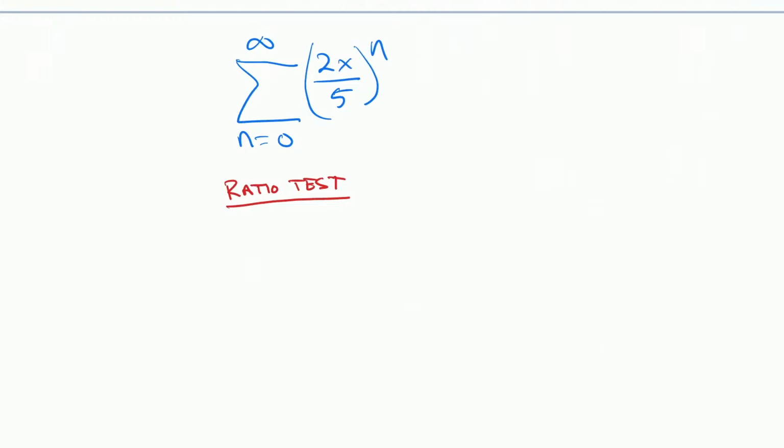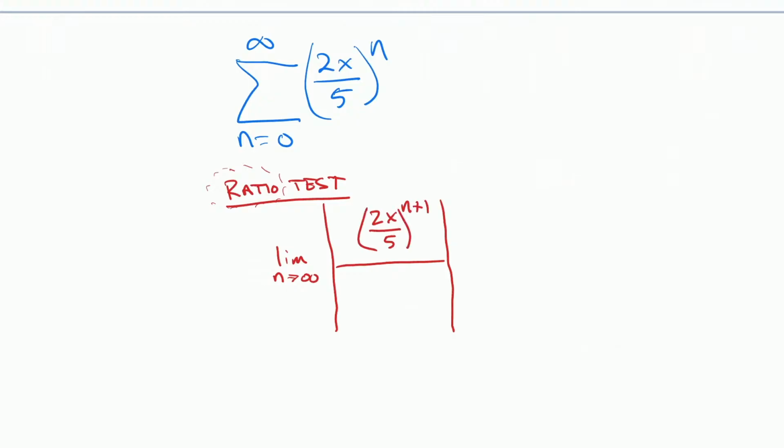Ethan, do you remember the ratio test? How do you set up the ratio test? It's a ratio, and something goes on top, something goes on the bottom. You said n plus 1 up here, and then what goes on the bottom? The regular. Okay, which would be this. Oh yeah, that's perfect. Good job.